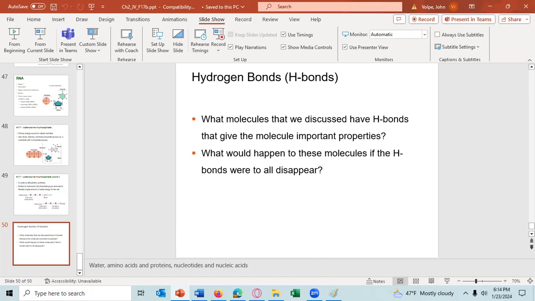What would happen to these molecules if the hydrogen bonds were to all disappear? Would you have a double-strand DNA molecule if all the hydrogen bonds were to disappear? No, their structure would not hold, it would fall apart. And the protein structure would obviously fall apart, so you get denaturation of the protein. My important point is that we need these hydrogen bonds for life to continue. And if we didn't have these hydrogen bonds, we would be in real trouble.